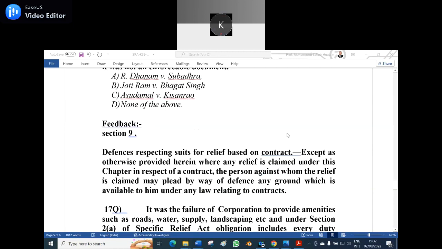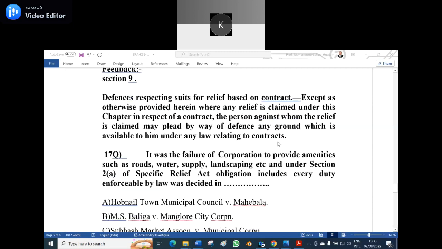Feedback is also given. Section 9: Defenses respecting suits for relief based on contract. Except as otherwise provided herein, where any relief is claimed under this chapter 2 in respect of a contract, the person against whom the relief is claimed may plead by way of defense any ground which is available to him under any law relating to contract.